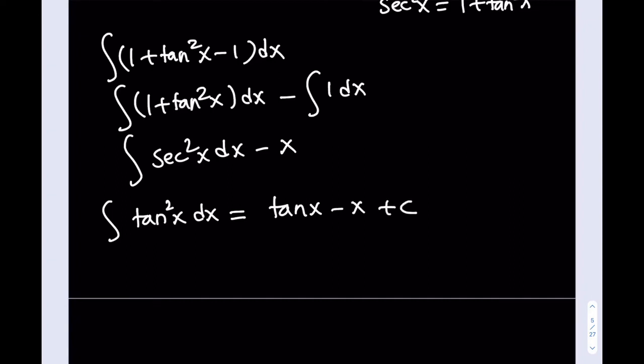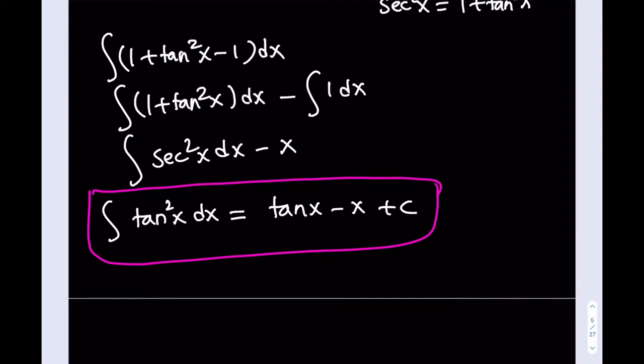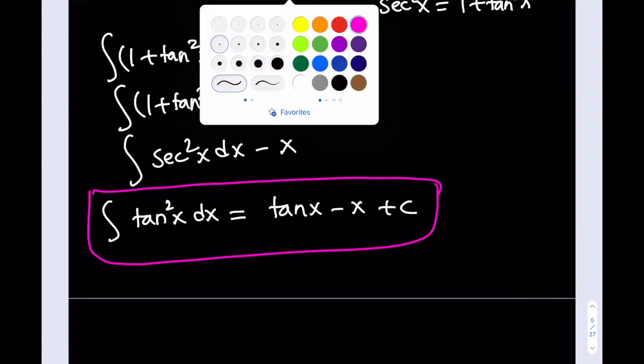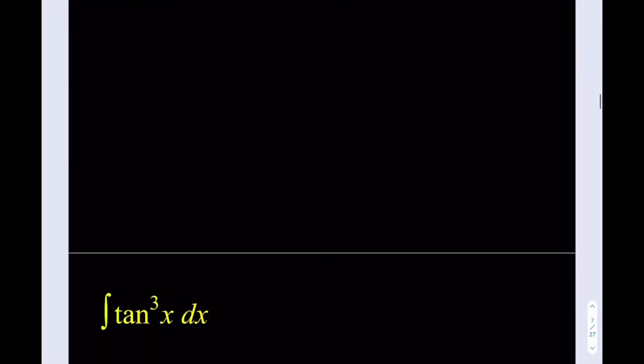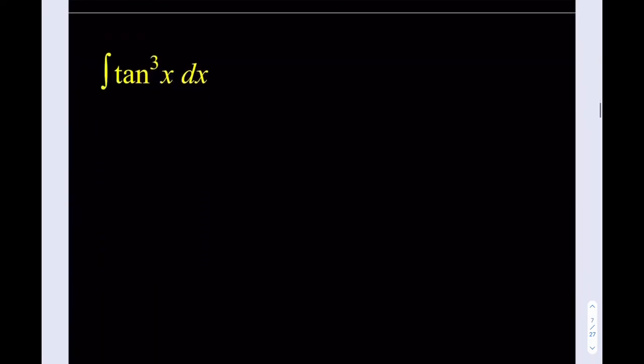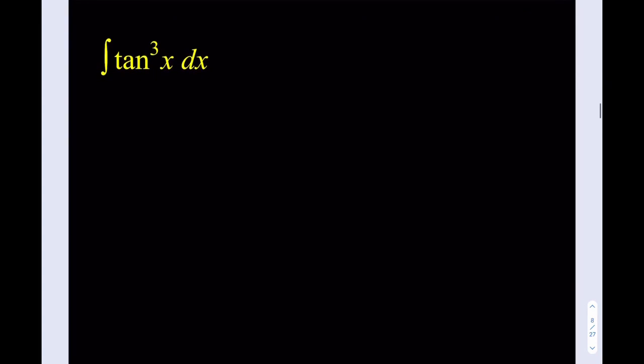All right, so this is very important. We're going to be using this in other problems as well. So let's go ahead and make sure we save it for future. Okay, awesome. So let's continue to the next one. The next one is going to be tangent cubed x. So we're kind of increasing the powers of tangent here. Now this time we do have a tangent cubed. Now, when you have a tangent cubed, again, you can do this problem in different ways, but this is the method I'm going to be using.